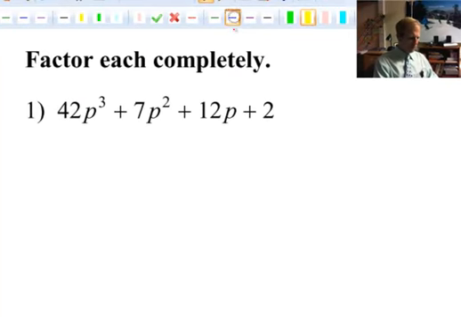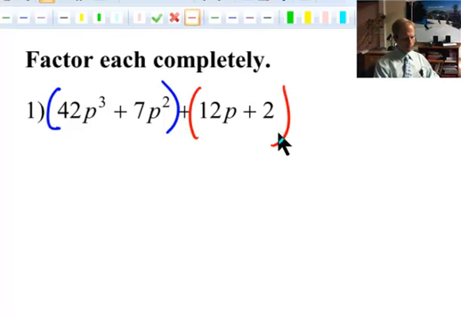In problem 1 here we're asked to factor the expression 42p cubed plus 7p squared plus 12p plus 2 completely. Now I can tell what factoring technique I'm going to be using based on how many terms there are. Since there are 4, I know that I'm going to be doing factoring by grouping. So to do factoring by grouping, I'm going to draw parentheses around the first 2 terms and parentheses around the second 2 terms, and then I factor each set of parentheses independently.